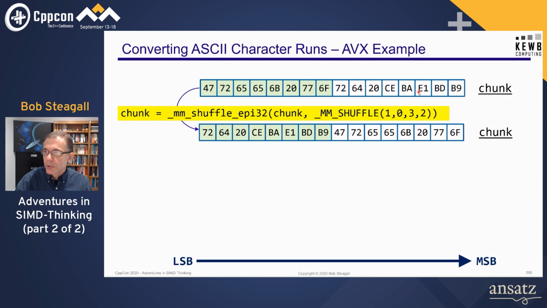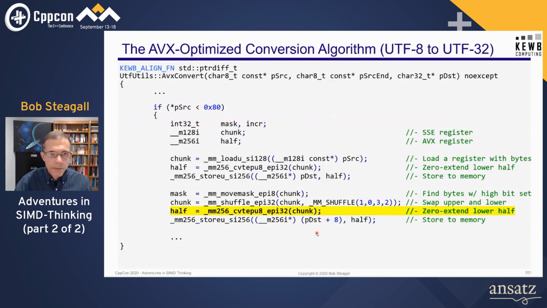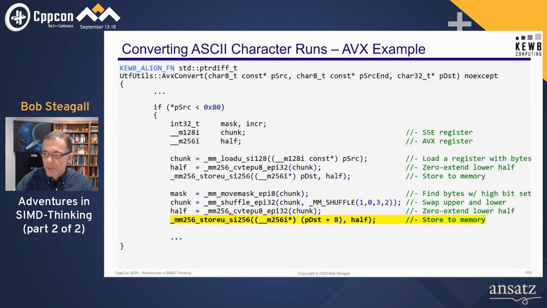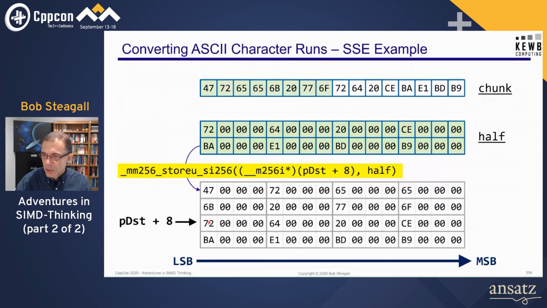You can see I've taken the upper 8 bytes and moved them down here, and the lower 8 bytes and moved them up here. I'm going to do the same zero extension that I did before into the half register, except now it's with the bytes that were originally in the upper half. And I'm going to store in the next locations. So I've written the same 16 code points to memory as I did before, but I've used fewer intrinsic instructions to do it. And the question is, will I get better performance if I'm not doing as much work with registers?